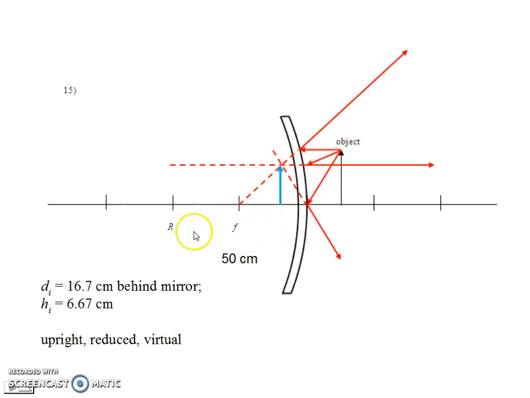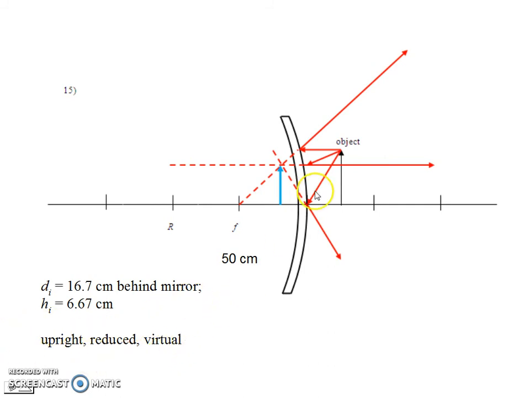Once again, the image appears behind the mirror, but also, hopefully you remembered, as I mentioned last time, diverging devices only do one thing. They only produce upright, reduced, and virtual images anyway, which means if the problem asks you to describe the image and it tells you it's a diverging mirror, you don't even have to do the math, you don't even have to do the ray diagram, you know it's going to be upright, reduced, and virtual.